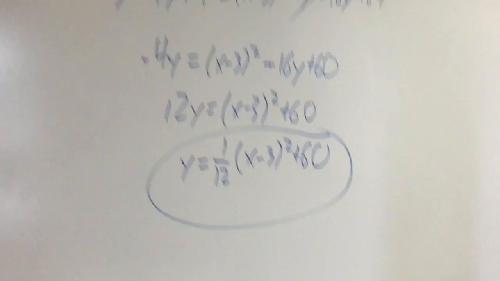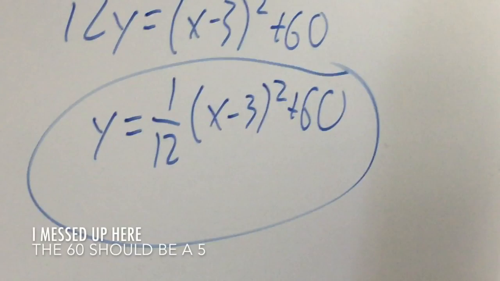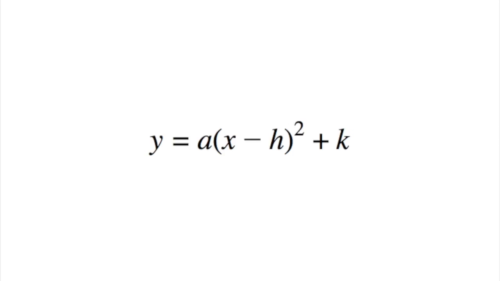Fortunately, there's a much faster way to find the equation than this. Let's take another look at vertex form. Let's talk about a for a second. There's a much faster way to find a than doing what I did. The formula is quite simple.